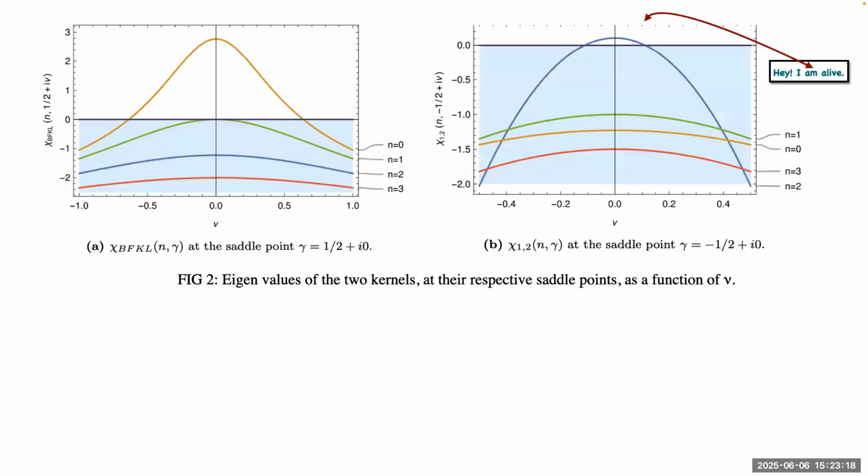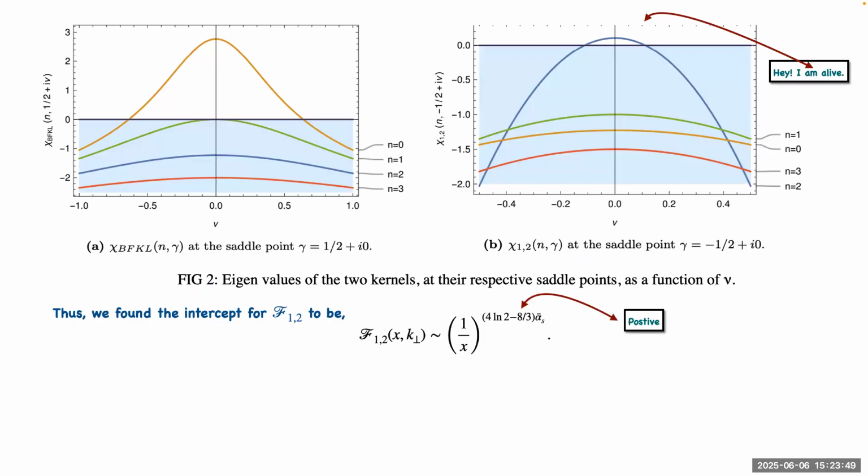For standard BFKL, the only surviving solution corresponds to the mode n equal to 0. Here we can see that it is well above the seed and actually surviving. But my solution is just this much, barely surviving. But here it's there. The solution looks like this.